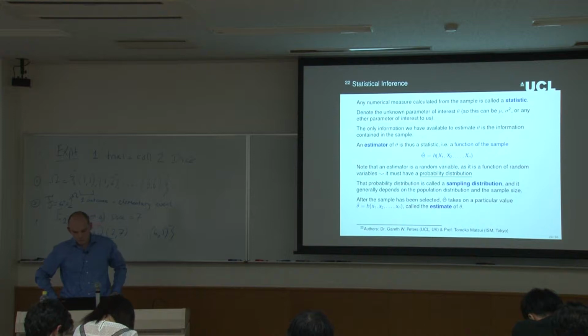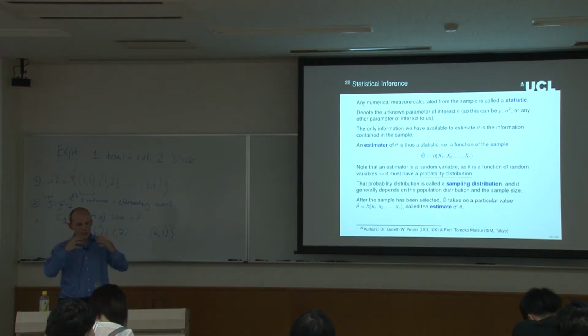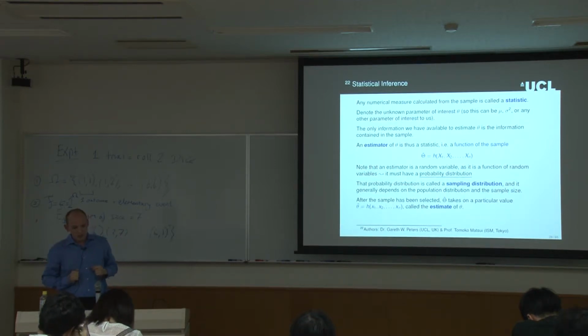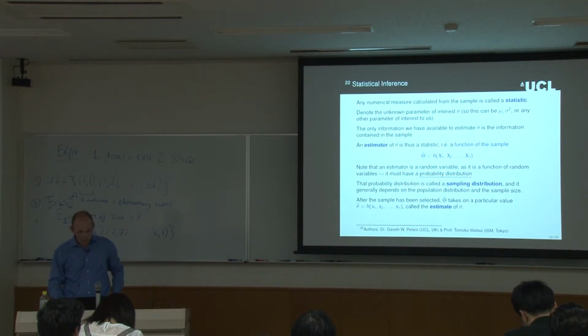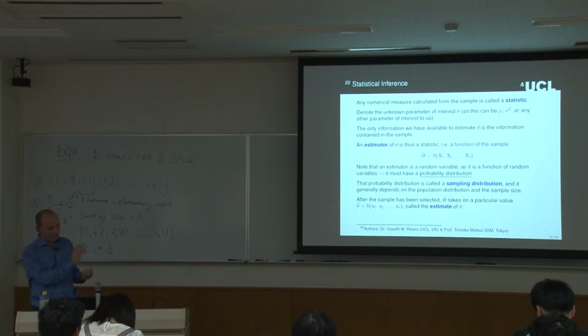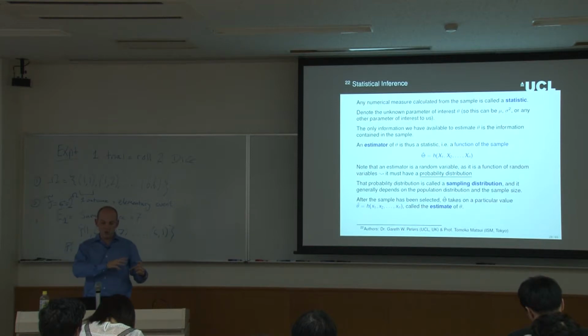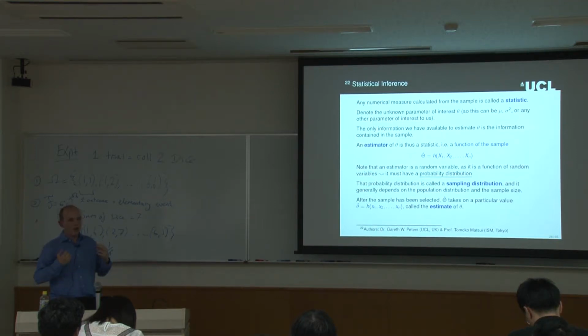Okay, so we collect a sample, and anything we calculate using this sample is referred to as a statistic. If we denote the unknown parameter of interest theta, this could be anything we just talked about, so mu or the variance or any other parameter of interest. We refer to this as theta. This is a typical approach. And the only information we have available to estimate this parameter is the information contained in the sample. Therefore, an estimator of theta is a statistic, i.e. it's a function of the sample. We use our sample to make an estimate. So theta hat is the estimator of our theta. It's a function h of all of our random variables, x1 to xn.